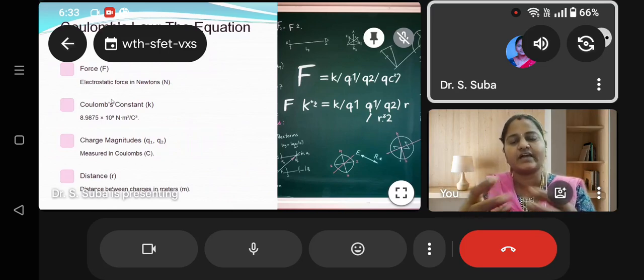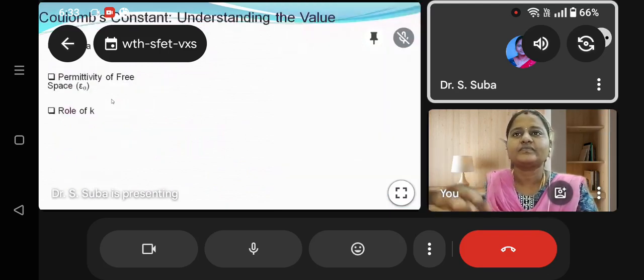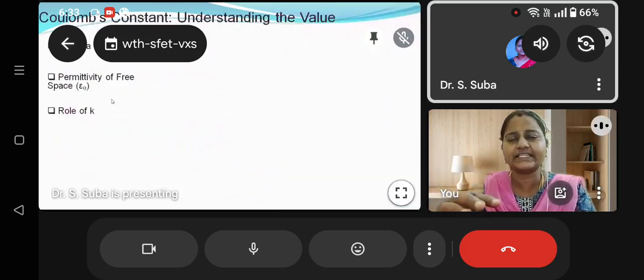For the charges, 1 proton equals 1.6 into 10 power minus 19 coulomb, and the electron equals minus 1.6 into 10 power minus 19 C. So the signs will be different, but the magnitude of the quantization will be the same. So the force F equals K q1 q2 divided by r square. This is Coulomb's law.